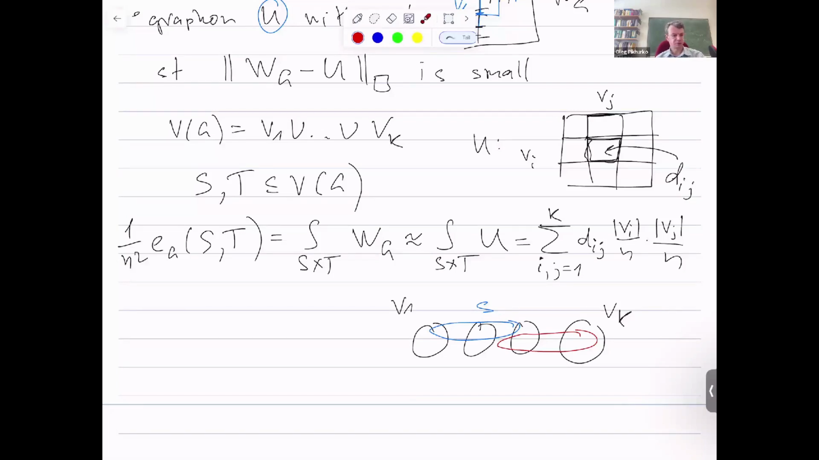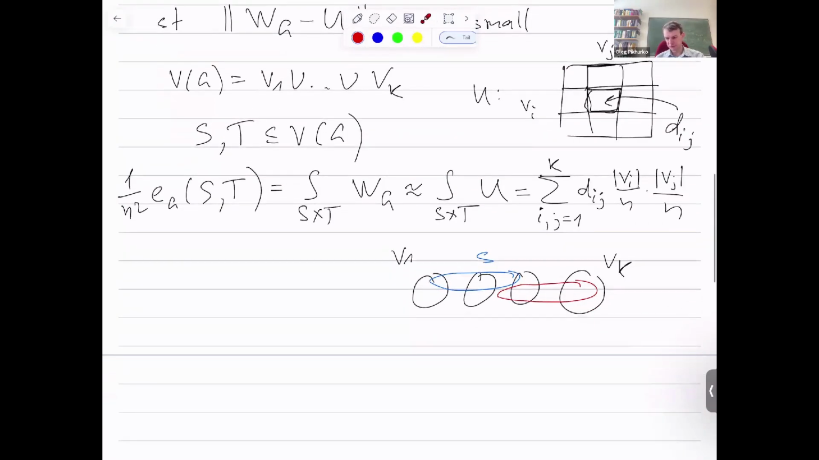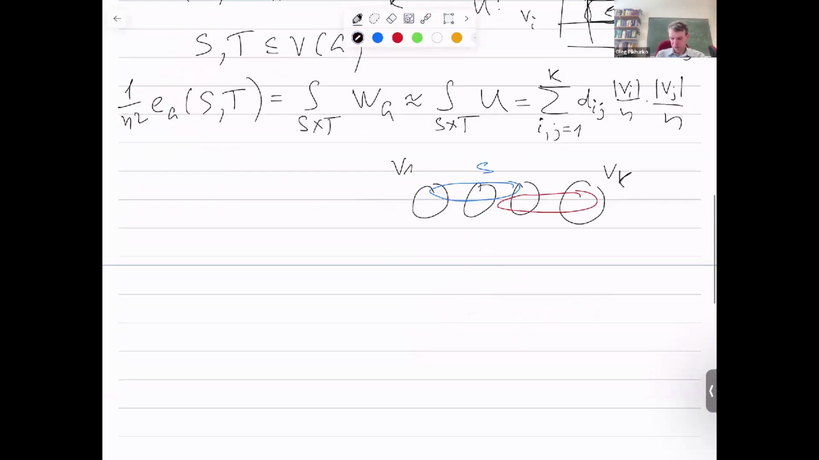So maybe let me just pause for a moment. If I have this partition V1, ..., Vk, and I know these k-squared numbers dij, then basically I can predict quite accurately how my edges are distributed. And this may remind you, if you have seen it before, of the so-called regularity lemma or regularity partition.